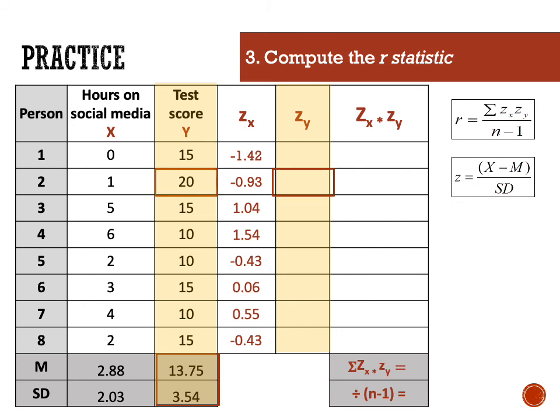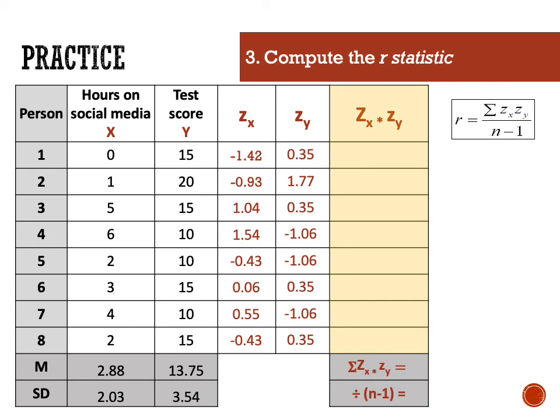Same thing with the next row. This person got a 20 on their test. So 20 minus 13.75 gives me 6.25. I'm going to divide that by the standard deviation, and I get a z-score of 1.77. So you can pause now to find the rest of those z-scores before moving on. Okay, so here are the z-scores for test score, so you can check your work against that.